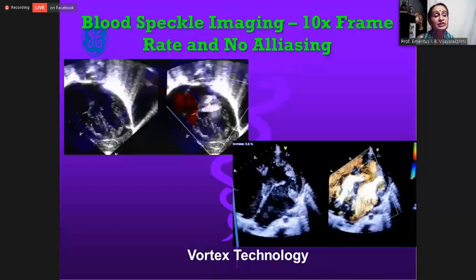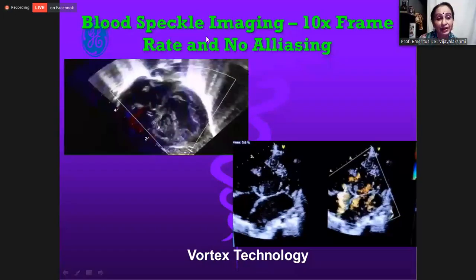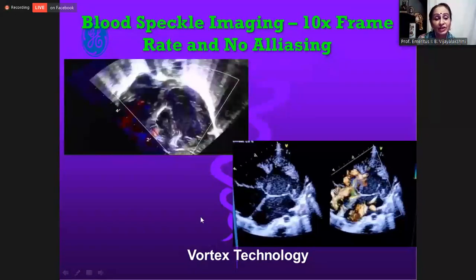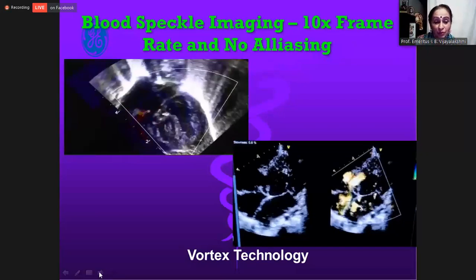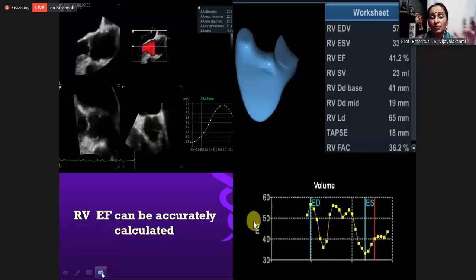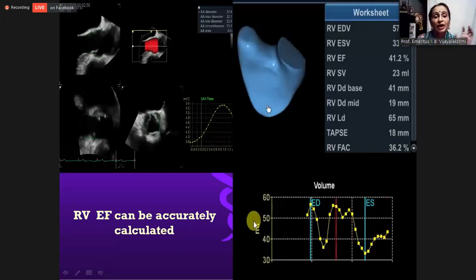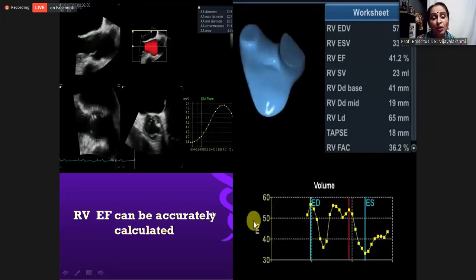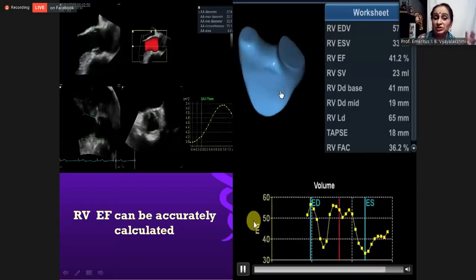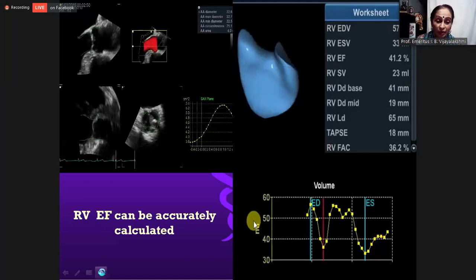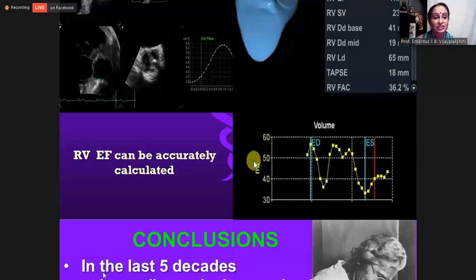And the most recent one is the blood speckle imaging. Here, this is one where we can make out, yeah, I'm finishing, sir. So here the RV function is very important in children, but this was not possible. Now with the speckle echo, RV ejection fraction can be made out.